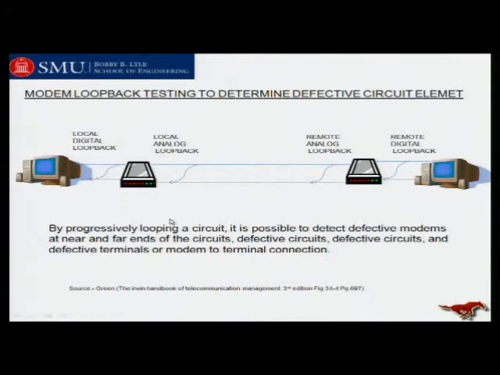So by progressive looping of a circuit, it is possible to detect defective modems at near and far ends of the circuit. Defective circuits and defective terminals or modem-to-terminal connections can be detected using this technique.